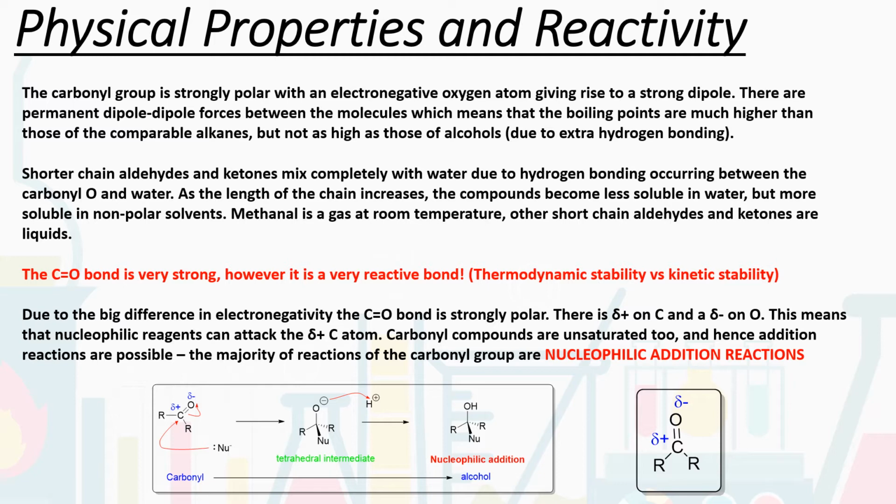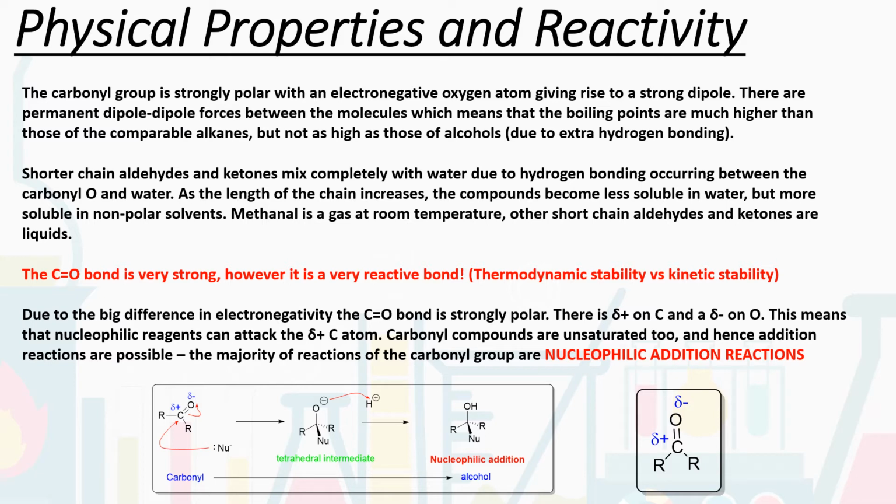but not as high as those of, for example, the alcohols or amines, because they have the ability to hydrogen bond, which is a stronger intermolecular force than dipole-dipole forces. Shorter chain aldehydes and ketones can mix with water effectively due to the hydrogen bonding that occurs. If we have water, for example, we have our delta positive hydrogen connected to our delta negative oxygen, and then we have our carbonyl group, which has the delta negative oxygen lone pairs and our delta positive carbon. So we can have hydrogen bonding where we have the lone pair on our oxygen forming a hydrogen bond to the H plus hydrogen on the water.